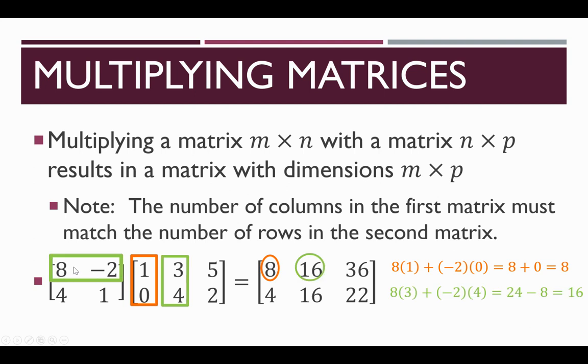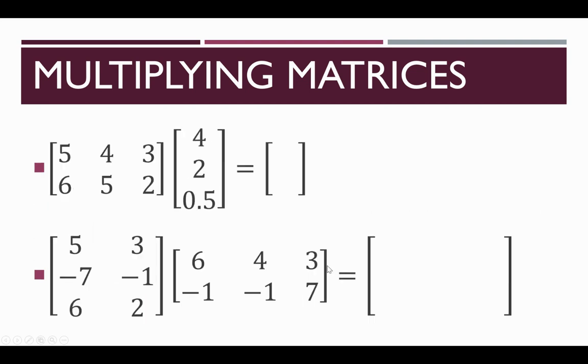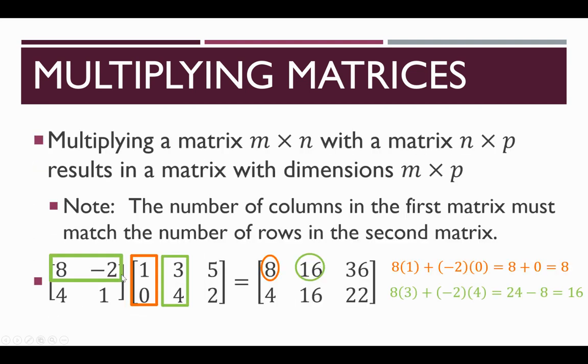The next one, we do 8 times negative 2, 8 times 3, negative 2 times 4. We sum that, we get 16. So 16 is the next one. And then we keep moving on from there. So we would do 8 times 36, negative 2 times 22 to find the next one. As we calculate and find these out, we can keep adding them to this new matrix that we're building.